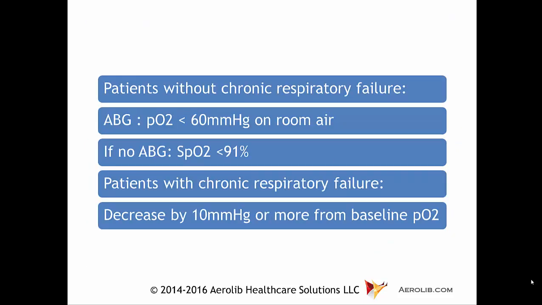For a patient without chronic respiratory failure, we can look at their ABG, and if they have a PO2 of less than 60 mm on room air, or if they don't have an ABG, a pulse oximetry of less than 91%, that would indicate acute respiratory failure. For a patient with chronic respiratory failure, that implies chronic obstructive pulmonary disease patients or patients with other chronic lung diseases who are on chronic oxygen therapy. In those patients, a decrease by 10 mm mercury or more from baseline PO2 would indicate acute respiratory failure.